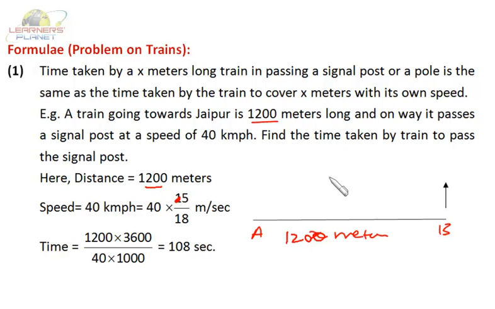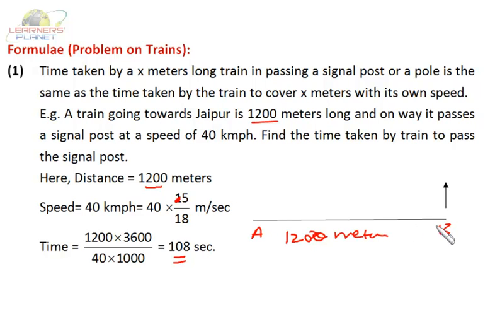distance by speed. That is, distance divided by the speed of 40 km per hour, where we convert 40 km per hour to meter per second. So 108 seconds will be taken by that particular train to cross this particular pole. I hope you are getting my point. Friends, here the width of this particular pole is negligible. The only point to be considered is the length of the train.